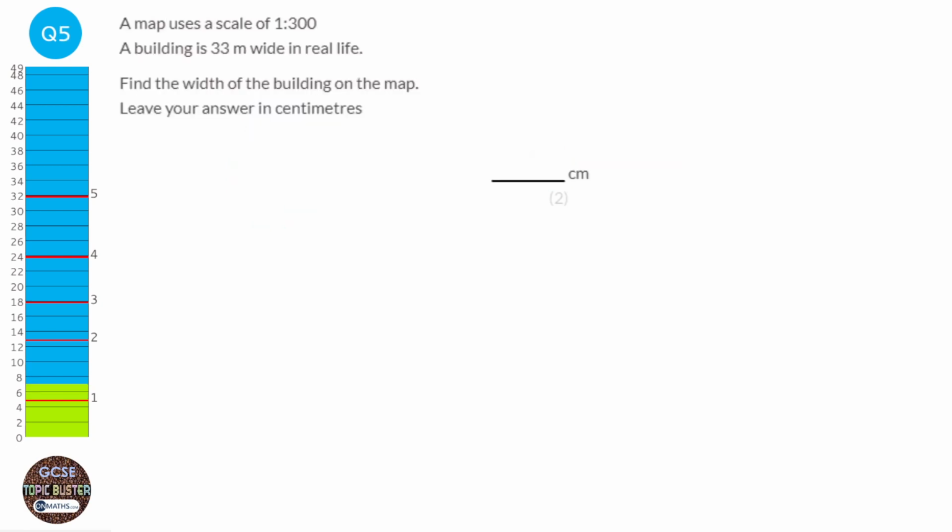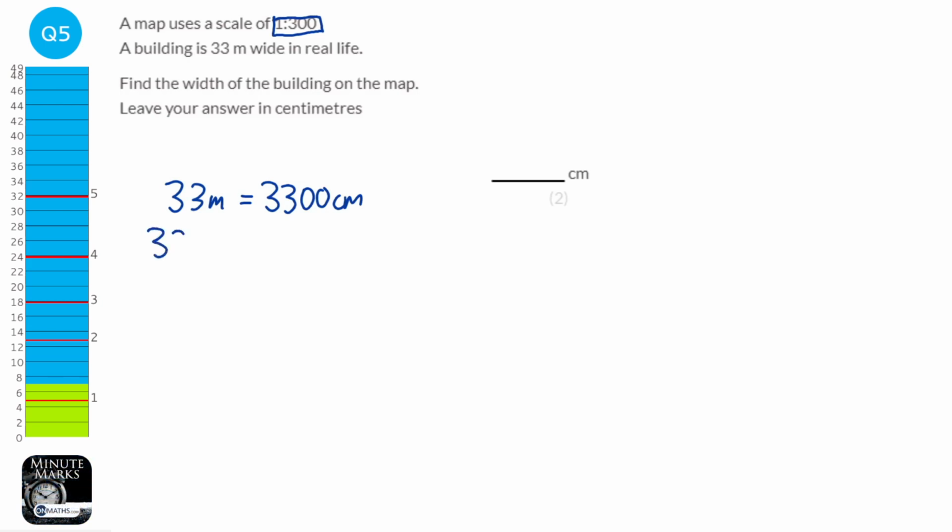I'm going to start by working out what the width of the building is, in centimetres. So it says 33 metres, and I'm going to convert that into centimetres by timesing by 100. Now when it says it has a scale of 1 to 300, it means 300 in real life is 1 on our map. So all I need to do is divide it by 300 to find out what it's going to be on our map. So we'll just divide that by 300 and I get the answer of 11. So it's going to be 11 centimetres on our map.